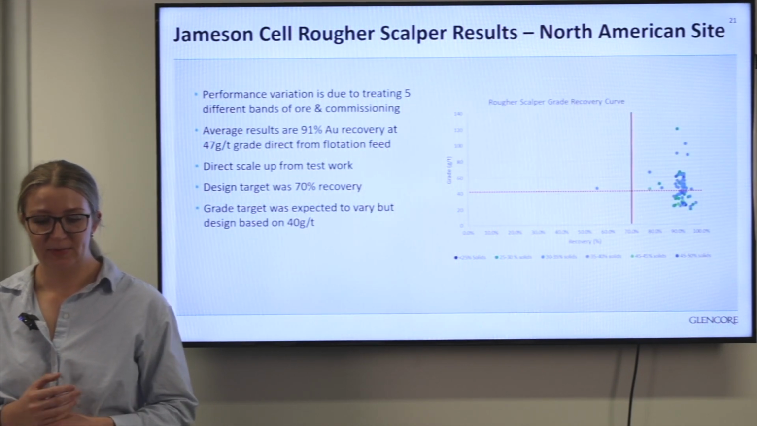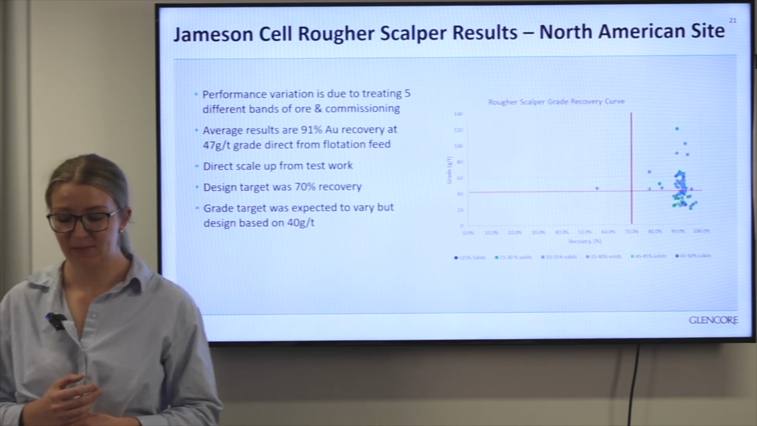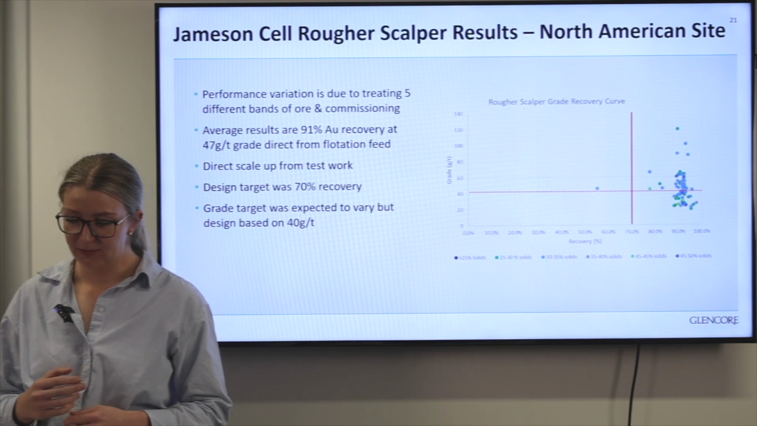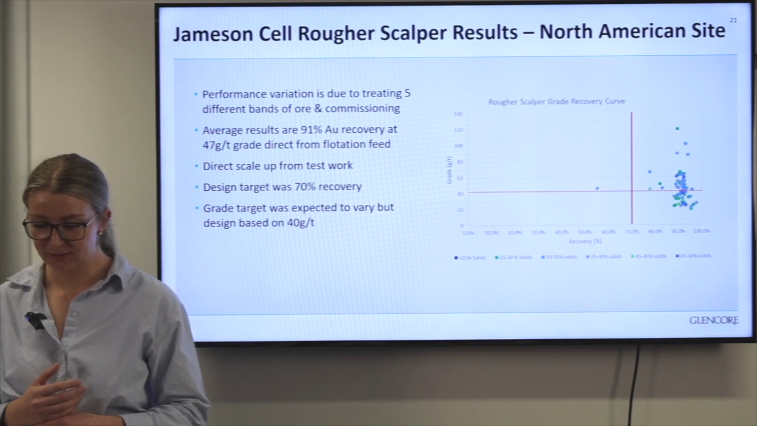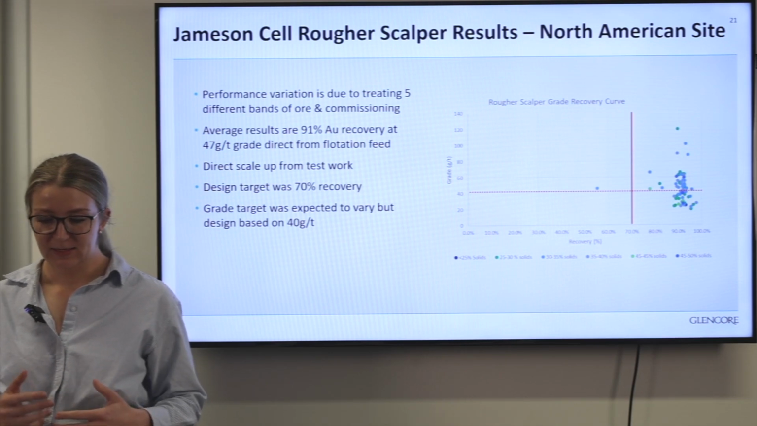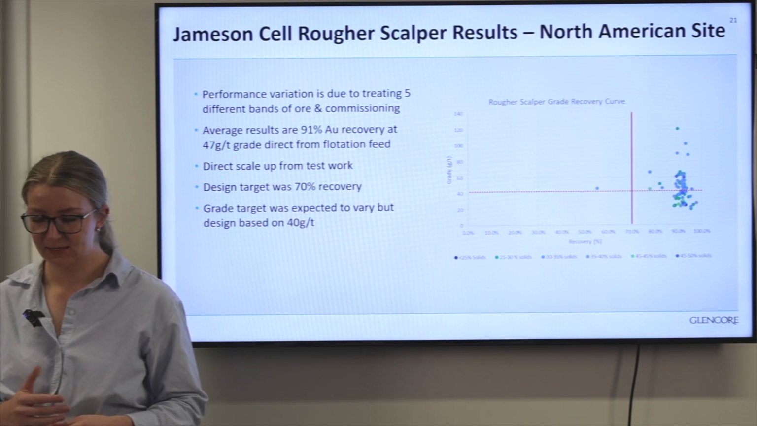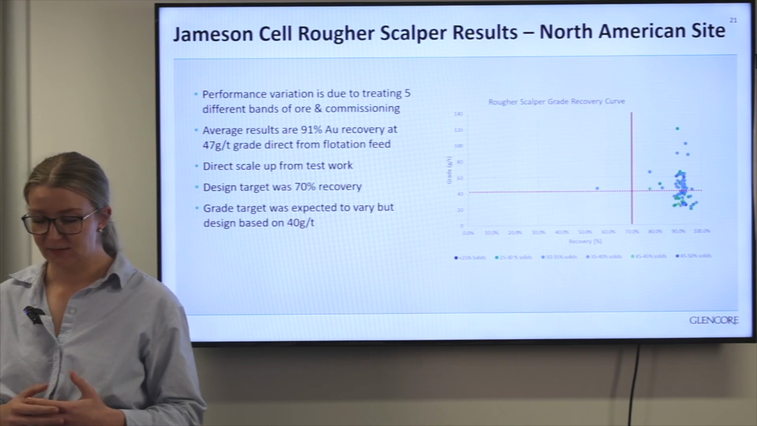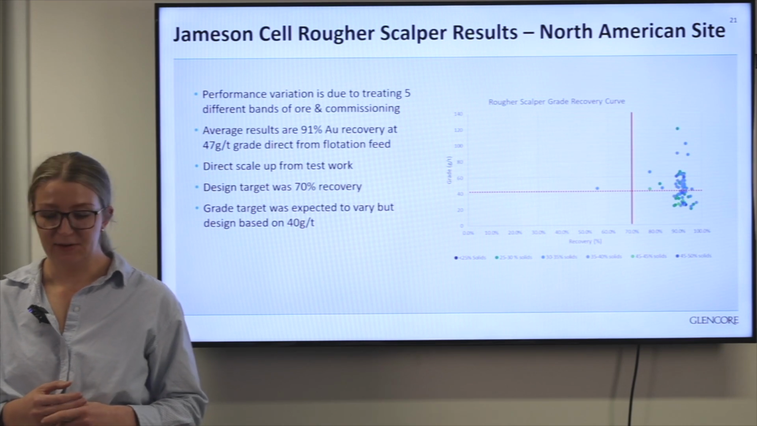So the second example we have here is another Jameson cell in a rougher scalper at a North American gold site. So what you can see on the graph is the operating performance of the cell across a range of ore types. And this installation allows operation to achieve a high gold recovery of 91% at a final concentrate grade of 47 grams per tonne.